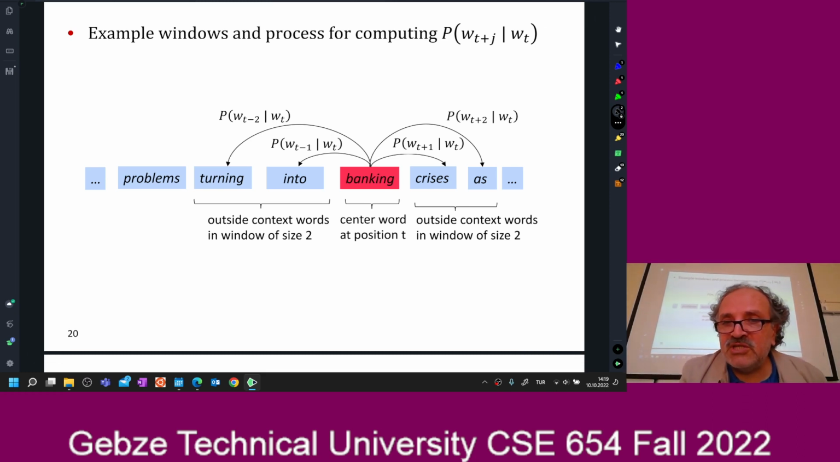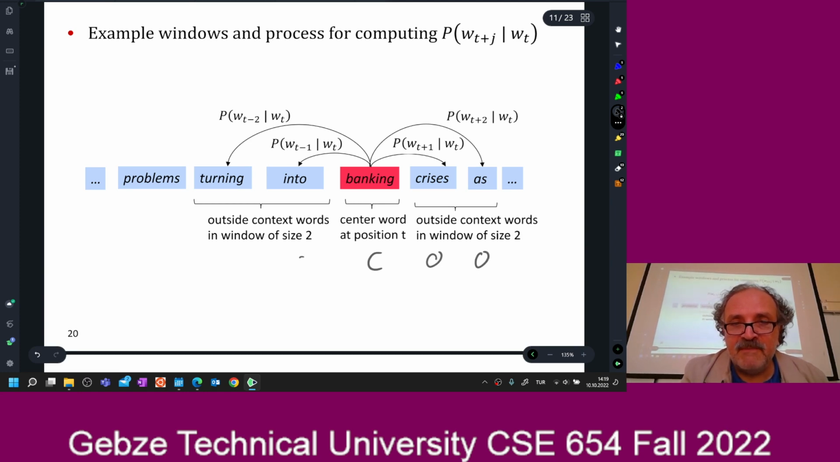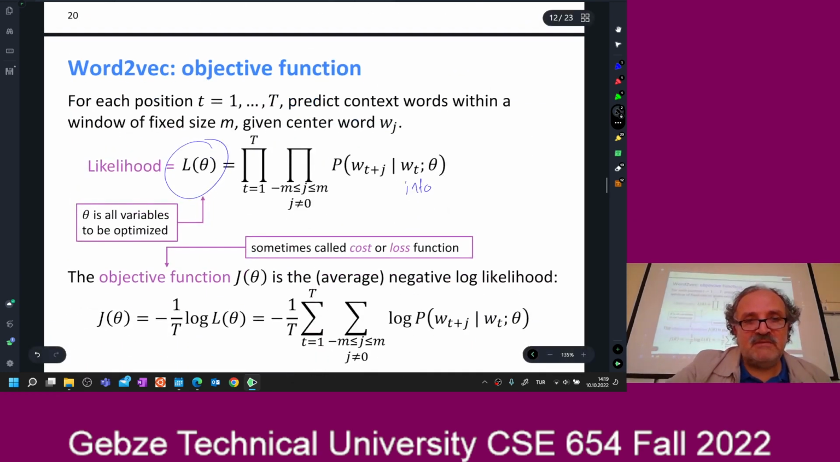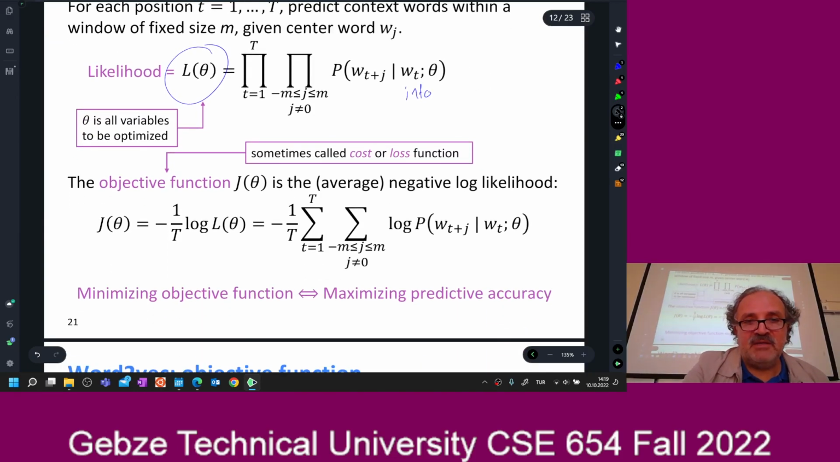So my notation is this: this is the center word, these are the outside context words. C means center, O means outside. I am going to add them up, and at the end I will get a number. I will get a number for this one, and I like that number to be small.